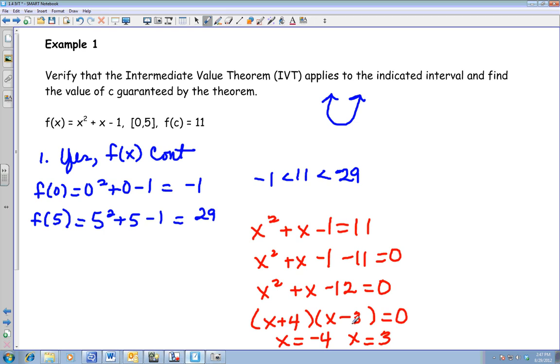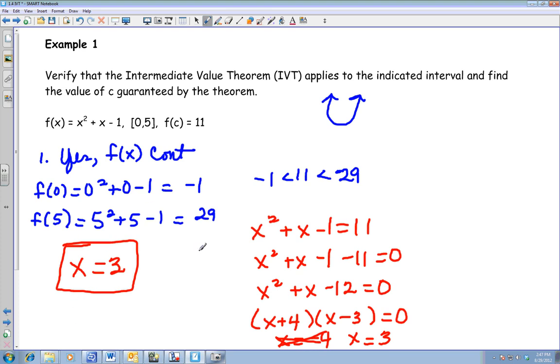Now here's the deal. I have to figure out, are both of these my answers or just one of them? Remember, our answers, our x values, have to fall between this closed interval, between 0 and 5. Negative 4 is not in that interval, so I automatically know they don't want that as one of my answers. X equals 3 is my answer, or you can call it C.